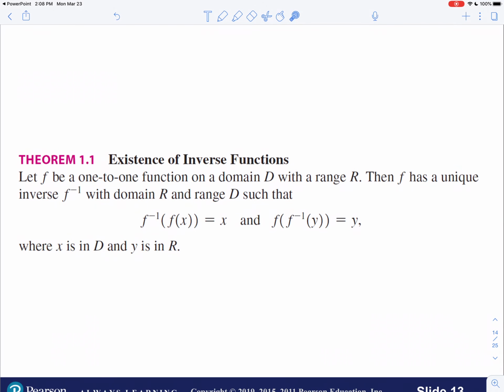So let f be a one-to-one function on a domain D with the range R. Then f has a unique inverse with the domain R and the range D. F inverse of f of x should give us x, and f of f inverse of y should give us y. Basically, these two functions undo each other, and this is how we verify that a function and another are inverses of each other. I think that's the proper way to articulate that.